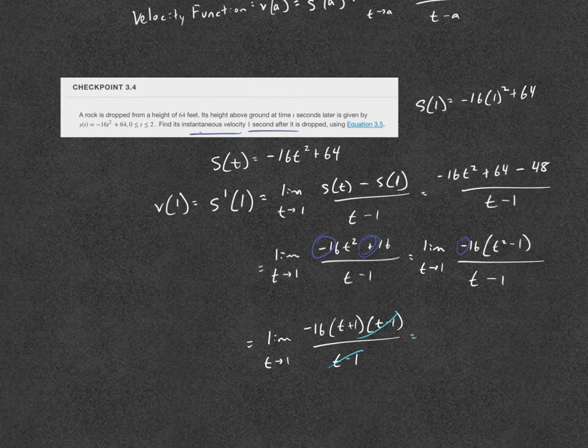Because now I can substitute my limit in, negative 16 times 1 plus 1, which is 2, is negative 32. All right, so what does that mean? Well, the ball is traveling. I think they give me the units in this one, negative 32, or no, it's a rock, feet per second. After 1 second of falling, it's traveling negative 32 feet per second. That's how fast it's falling.